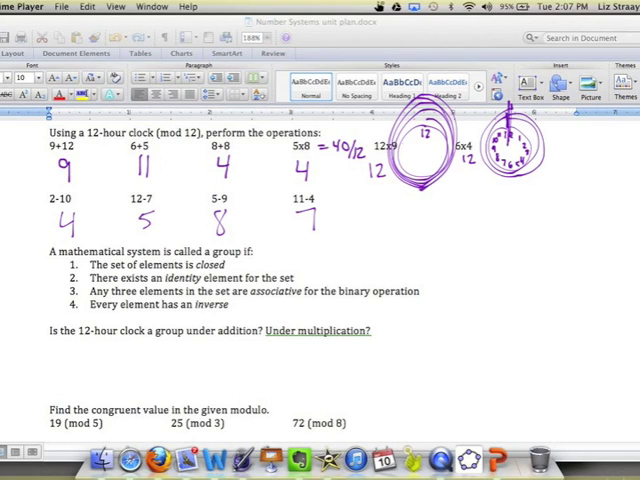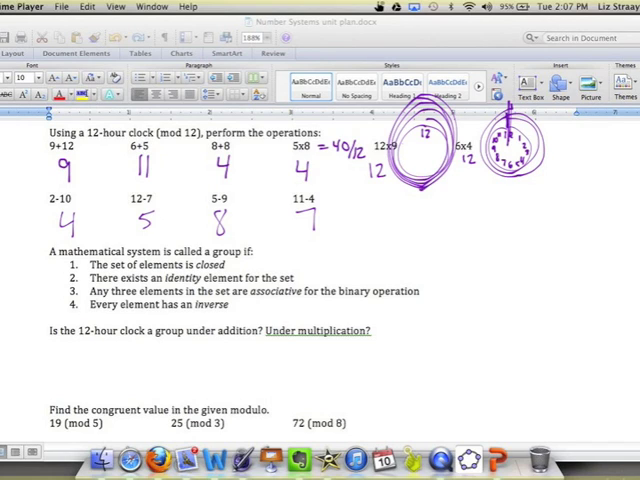We call a mathematical system a group if it meets some certain criteria. So we say that it's closed. Closed means you can't get any answer outside of itself. So if we're looking at the 12-hour clock, the only possible answers to questions are 1 to 12. We can't get any other answers, so this is closed because there's no other numbers that are going to come into our system.